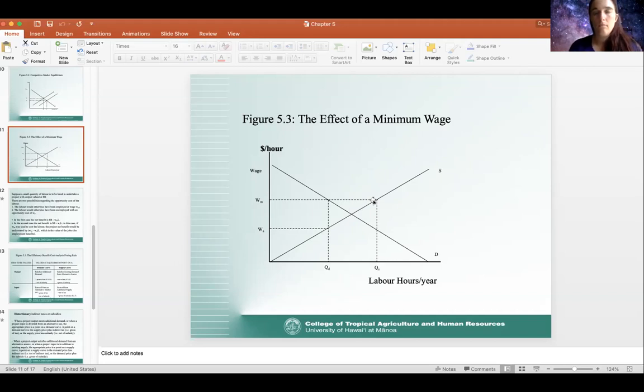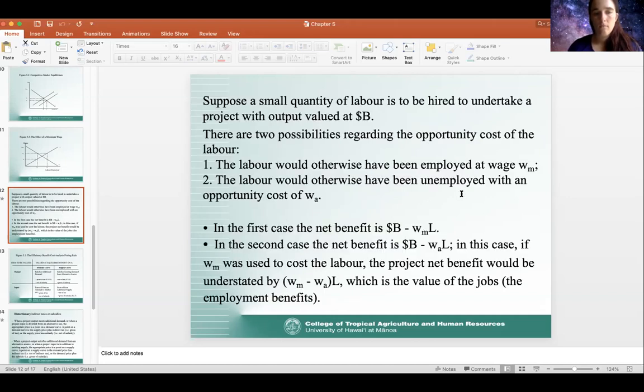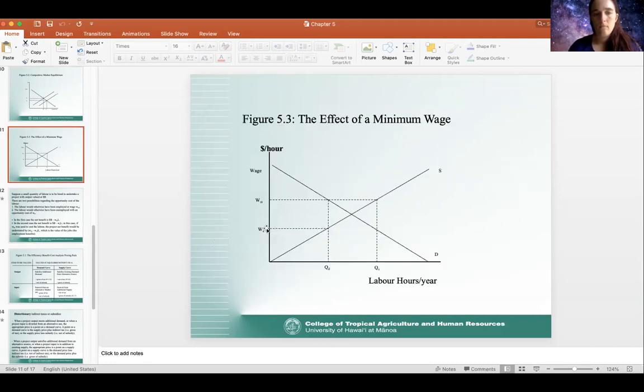Maybe not these people, but these people up here would be otherwise employed at WM. You cannot value them the same way as these other people, because the supply curve tells you that we don't value their labor the same way. So this group up here would have been employed at wage WM. They would have had a job somewhere else, but because of the new minimum wage, they come over here to work, so they are valued at wage WM. The labor that would otherwise have been unemployed has an opportunity cost of WA, which is right here. That's how much you have to figure their value at, because they are in this section of the supply curve.